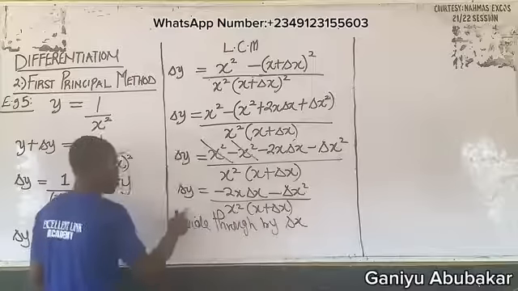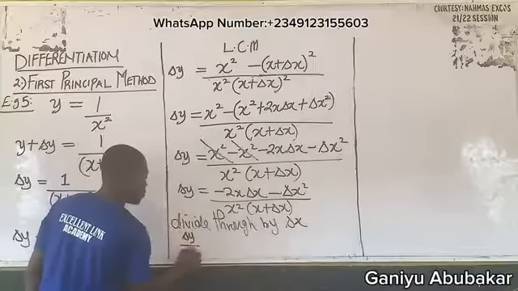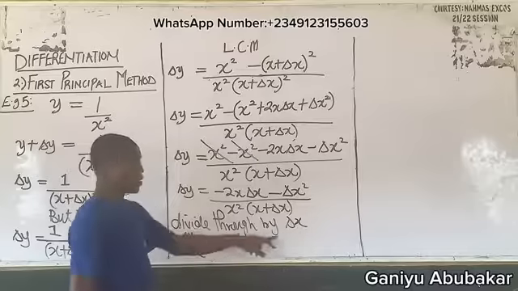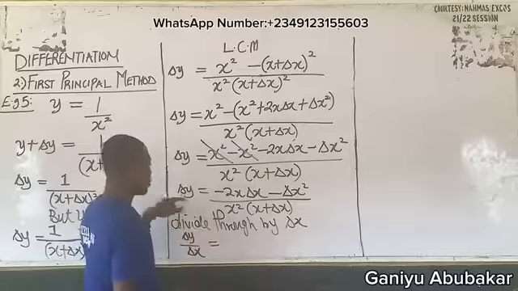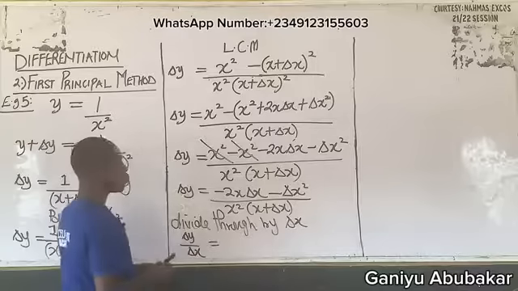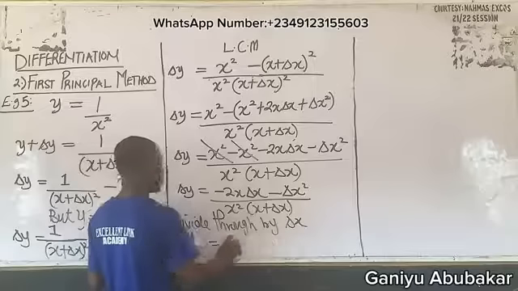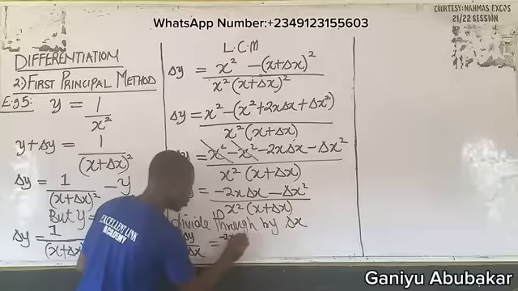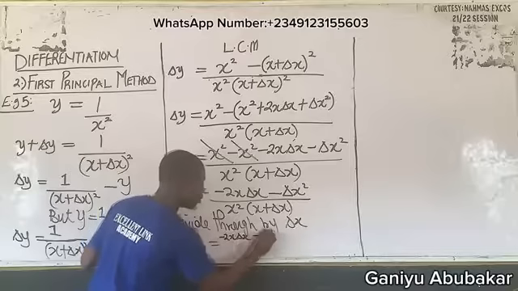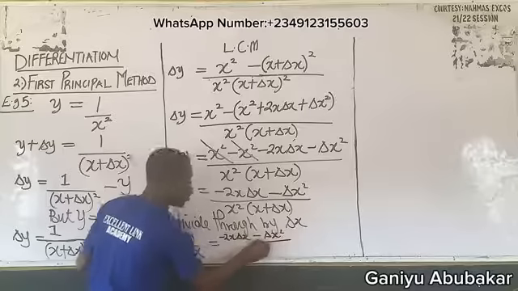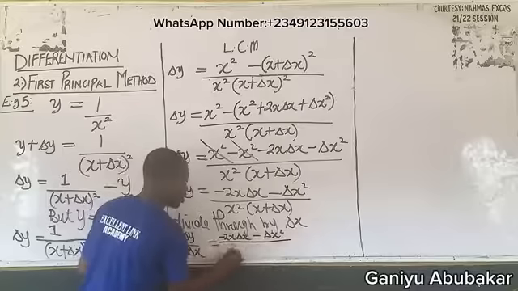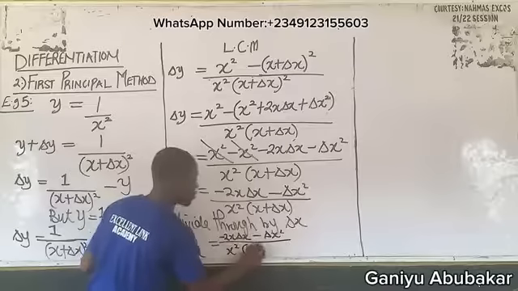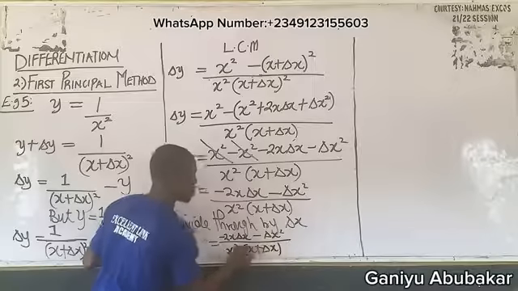So I shall have change in y over change in x. Divide through by change in x. So change in y over change in x is equal to, I'll repeat everything down here, minus 2x change in x minus change in x squared all over x squared into x plus change in x.